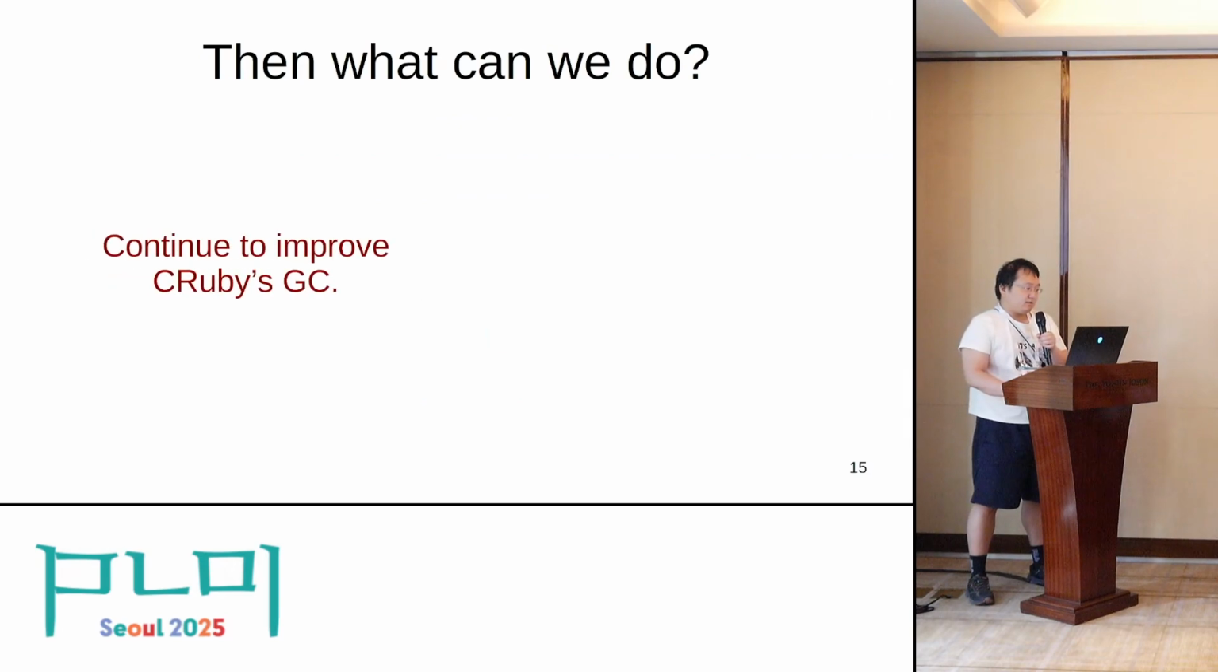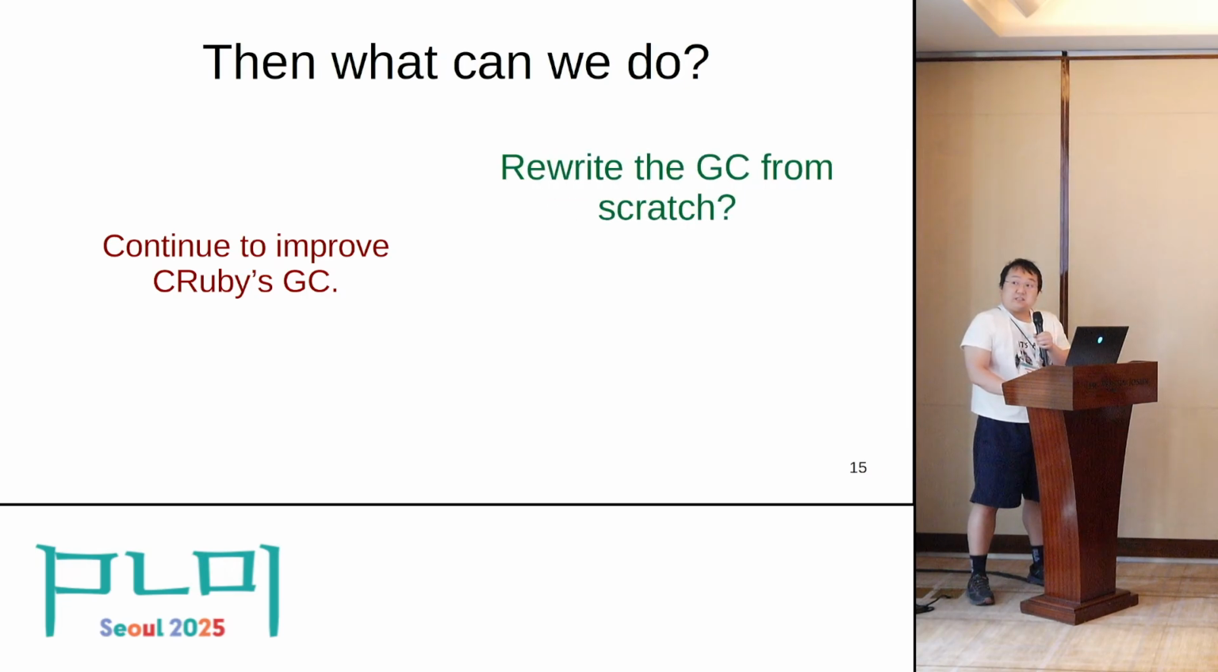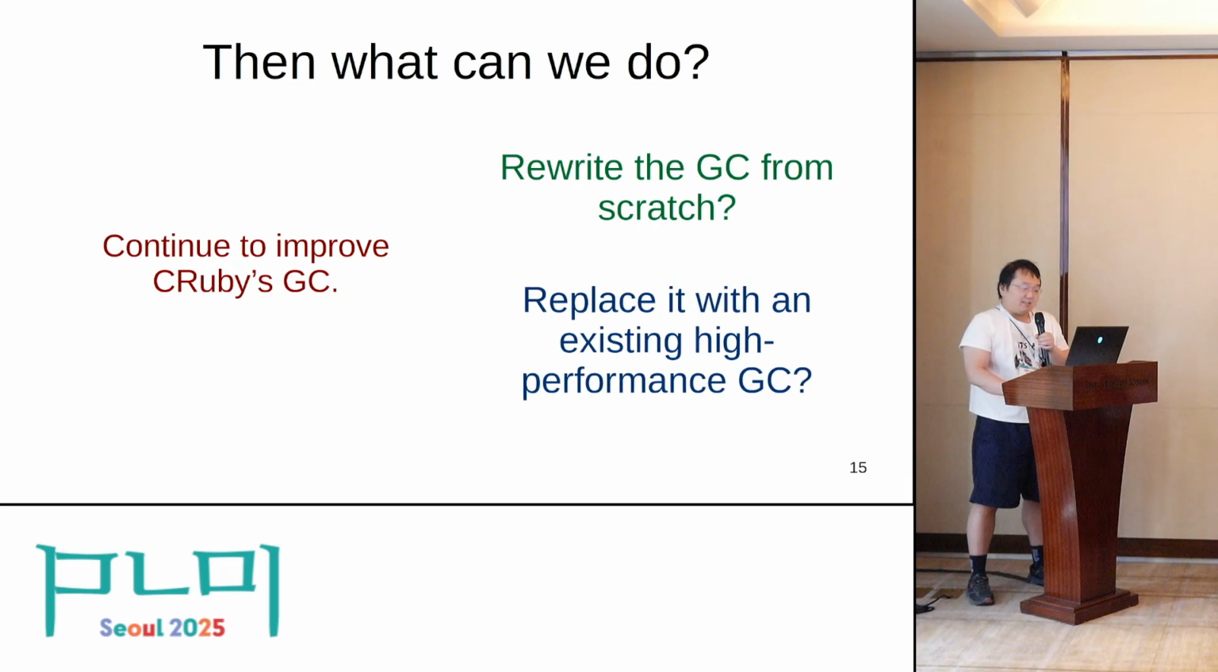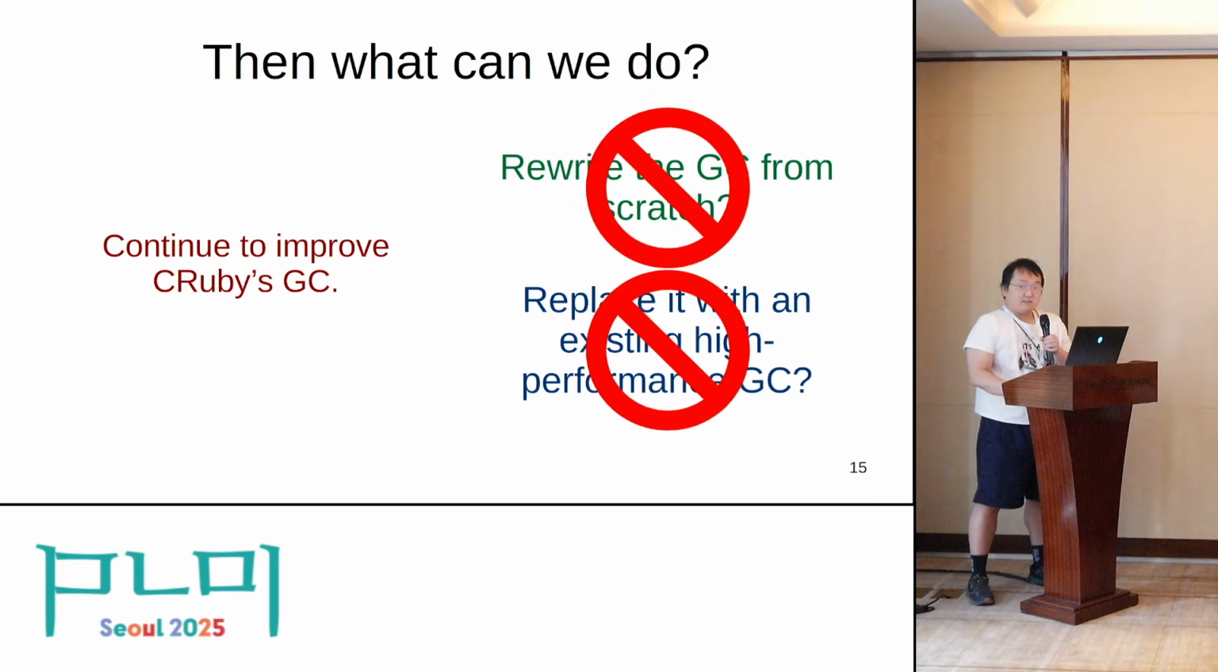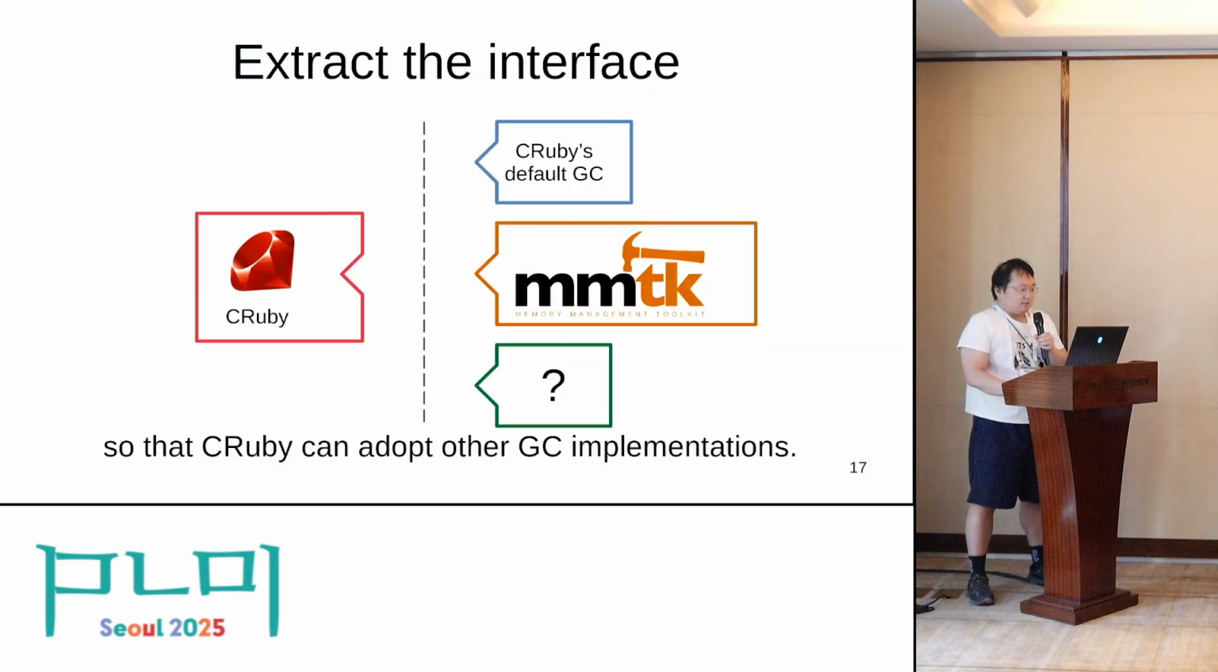Of course, we can continue to improve CRuby's GC, and we can also do something radical, such as rewriting the GC from scratch, or replacing it with an existing high-performance GC. But we don't think replacing the GC is a good idea. Instead, the more rational approach is to extract the interface between the VM and the GC so that CRuby can adopt other GCs if they want, including MMTK and anything else.